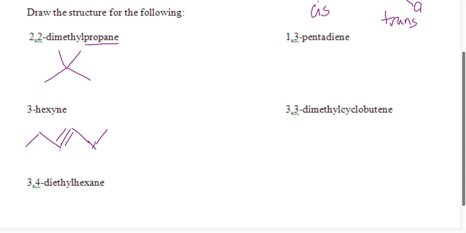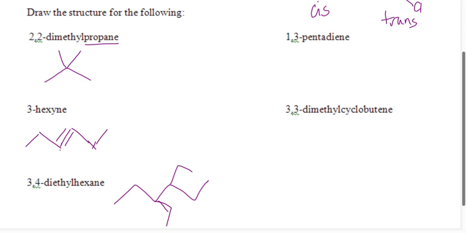3,4-diethylhexane. So I'm going to draw my base, hexane: 1, 2, 3, 4, 5, 6. And then on carbon 3, I'm going to put an ethyl group. And on carbon 4, I'm going to put an ethyl group. I don't care what direction you put stuff. Just keep stuff out of the way of each other. Don't be putting them on top of each other like that.